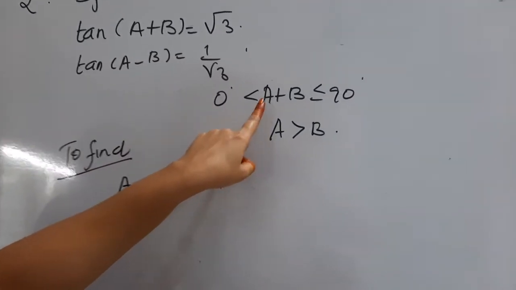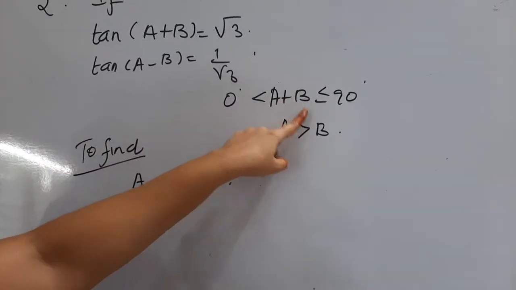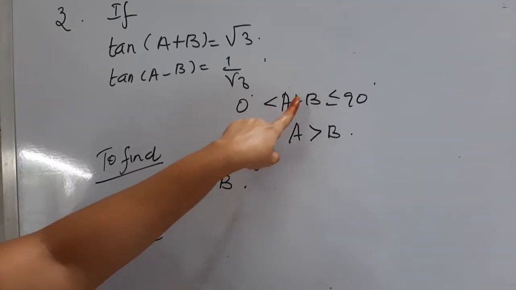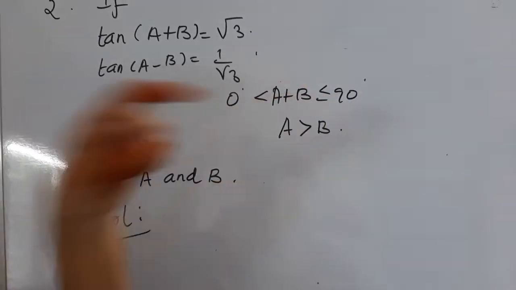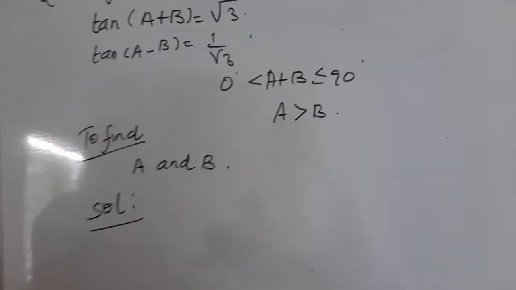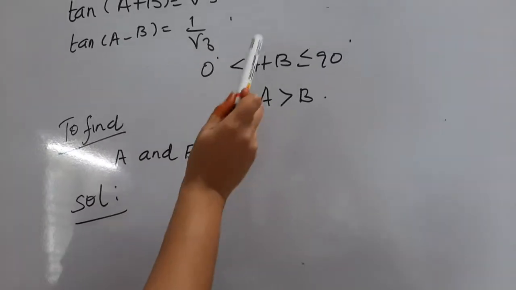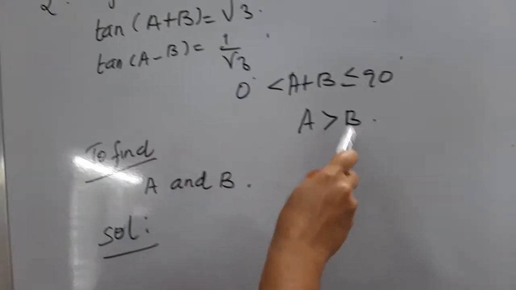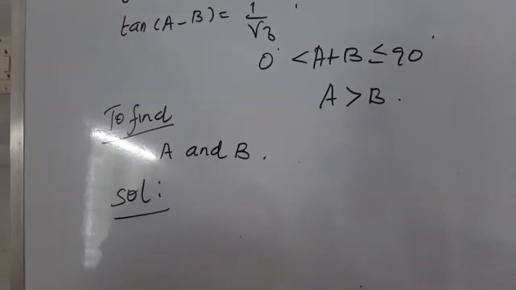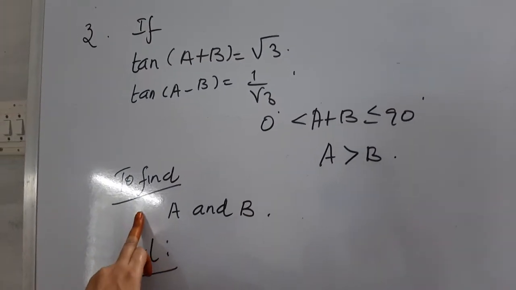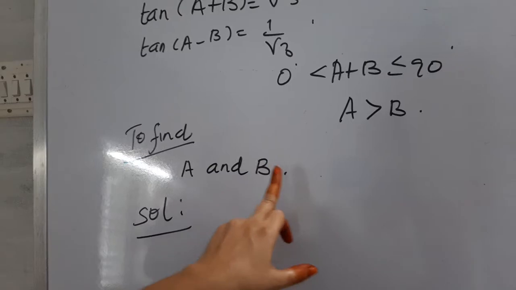One is the sum of the angles A and B lies between 0 to 90. What does it mean? Both the angles A and B are acute. And one more condition they gave, angle A must be greater than the angle B. With all these given conditions, we need to find the value of A and B.